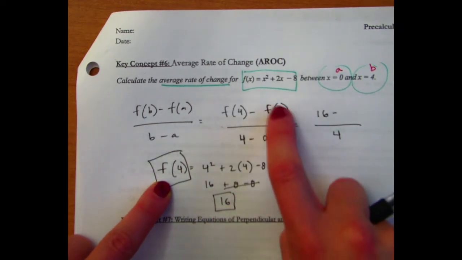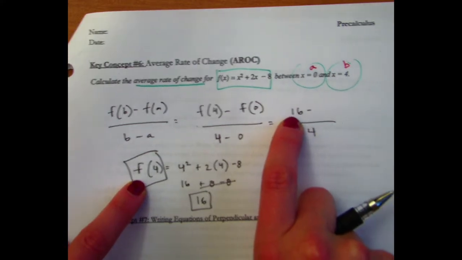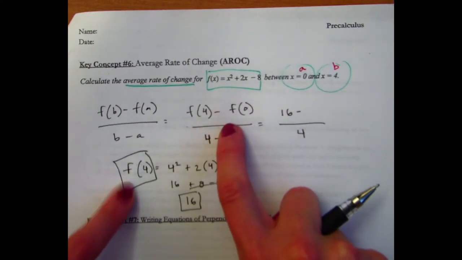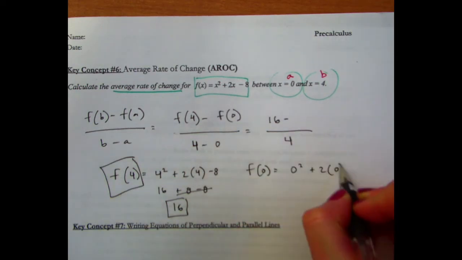And then f of 0, 0 squared plus 0 minus 8 is going to give me a negative 8. So that's 16 minus negative 8.